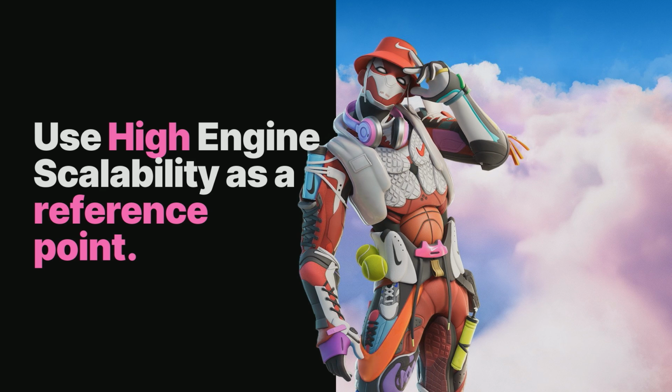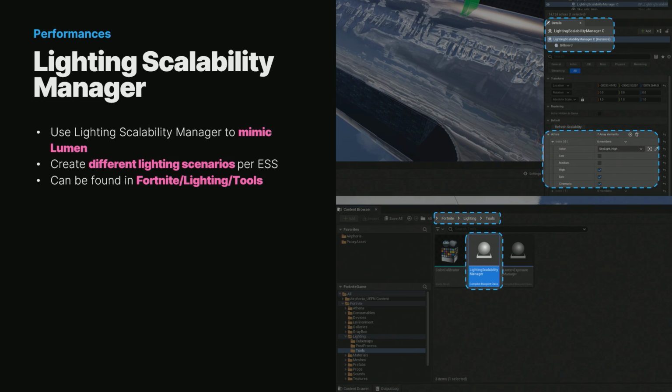As a workflow advice, I would recommend lighting a level using the high ESS. That will be your reference point using Lumen and the beauty of dynamic indirect lighting. And then from there, we'll use what's called the Lighting Scalability Manager to mimic Lumen on lower ESS. And to do this, we'll create different lighting scenarios per ESS.